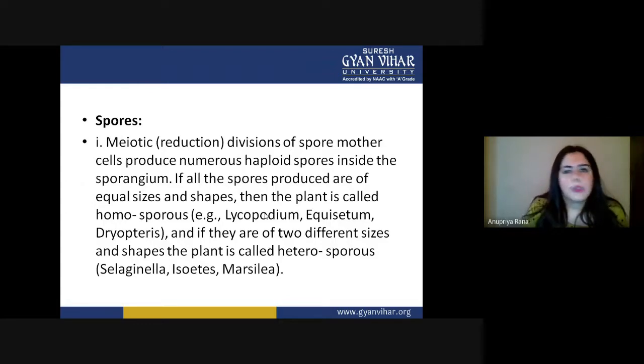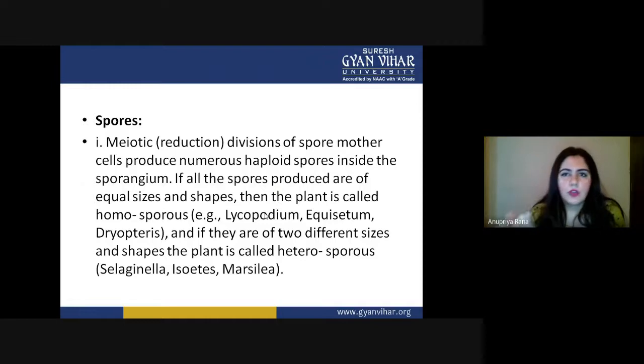Now we are talking, these were all about the sporangia. Now we are going to talk about the spores. They are the unit which is going to make the plant reproduce. Spores, firstly their division. How do spores form? Meiotic reduction division of spore mother cell produces numerous haploid spores inside the sporangia.